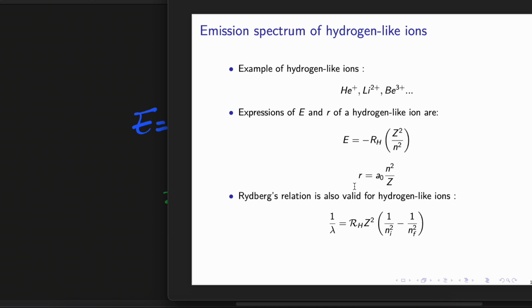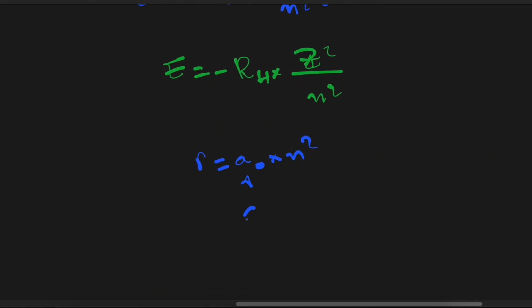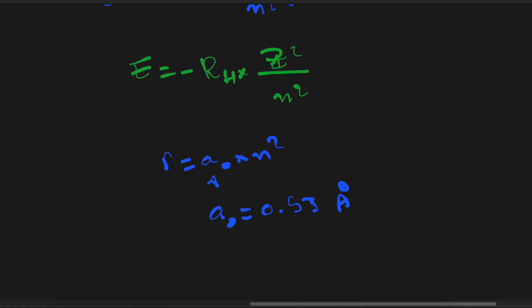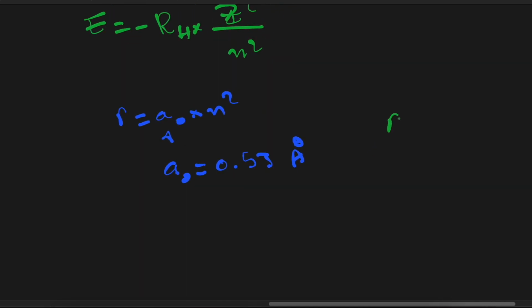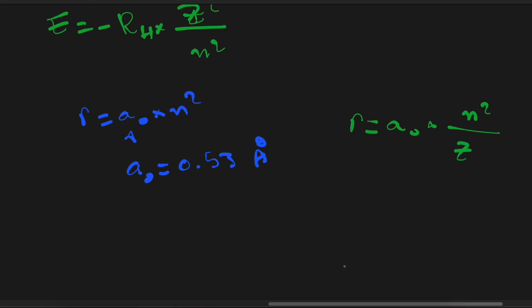Also, to determine the radius of the hydrogen atom, we know that the radius of the hydrogen atom is equal to A0 times n square. The A0 is the Bohr's radius, which is equal to 0.53 angstrom. But for the hydrogen-like ions, here again we have the radius, which is equal to A0 times n square over Z.